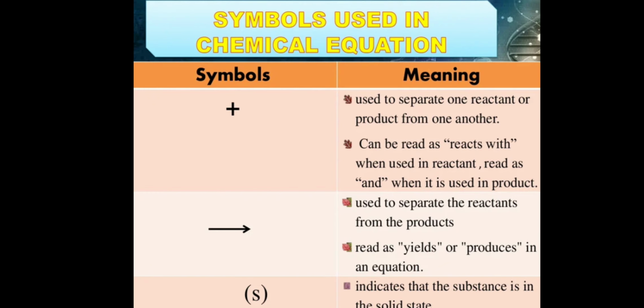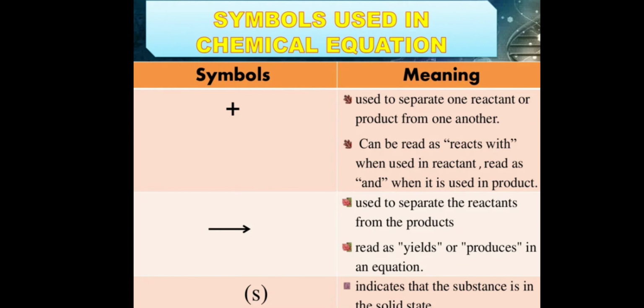Okay? So these are the symbols used in a chemical equation and their meaning. The plus sign is used to separate one reactant or product from another. It can be read as "reacts with" when used between reactants, and read as "and" when it is used in a product. So that is the meaning of the symbol.